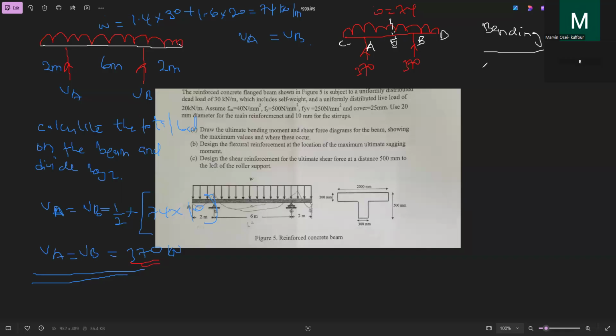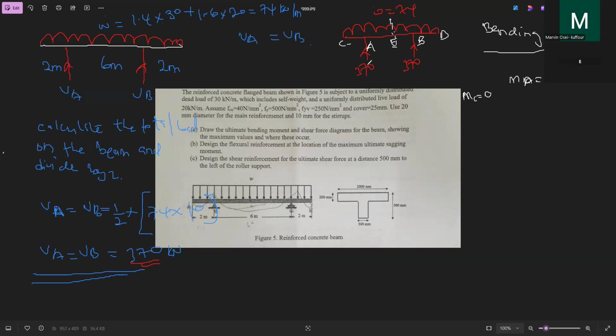So bending moment at C is going to be what? 0. And you know why it's 0. When you cut at C and you take it to your left, it is 0. There's nothing there. So bending moment at A is going to be what?